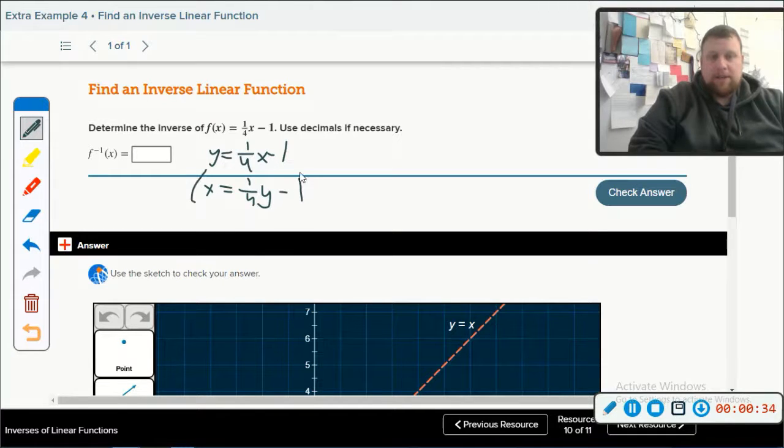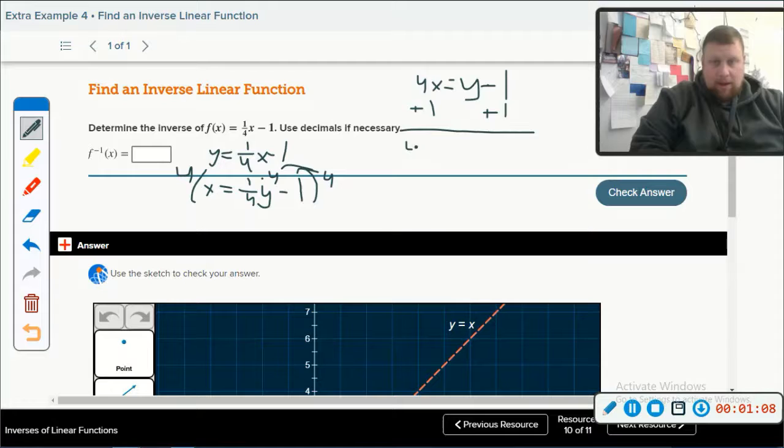So I'm actually going to take this and I'm going to multiply everything by 4 because I want to get rid of that denominator of 4. I want to get rid of the fractions. So I'm going to distribute this, right? So I'm going to have times 4. Then I'm going to have over here times 4. Okay, so what do I end up with? I end up with 4x equals y minus 1. And then y is already positive, so I might as well just add 1 to both sides, right? And I get that 4x plus 1.